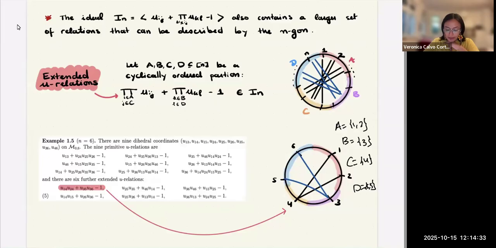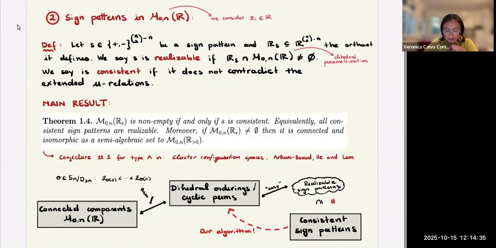Okay. And now with this definition, I can introduce the 2 types of sign patterns that we want to consider in M0n, or in the real points of M0n. So if we consider a sign pattern, this will be any assignment of a plus or a minus for each of the dihedral coordinates. I'm going to consider the orthant that it defines in R to the n choose 2 minus n. So what I mean by this is I am just looking at the part where these signs are satisfied for our coordinates.